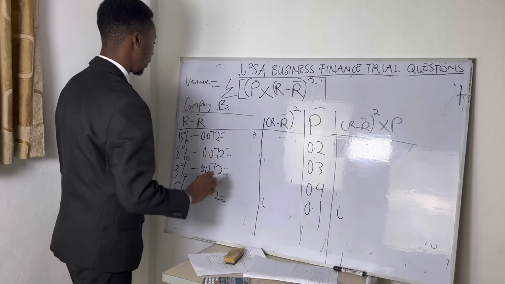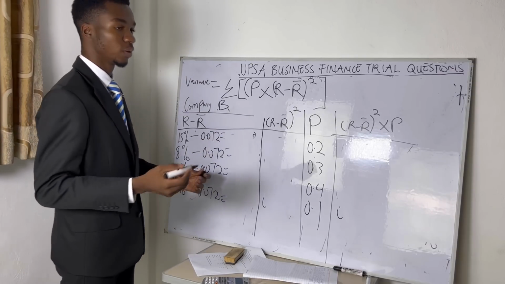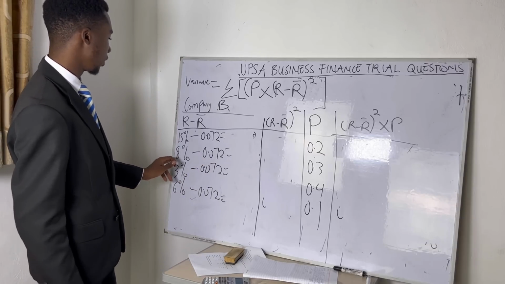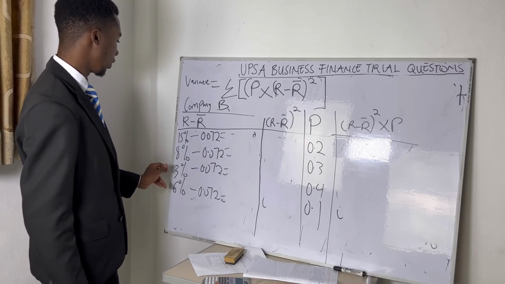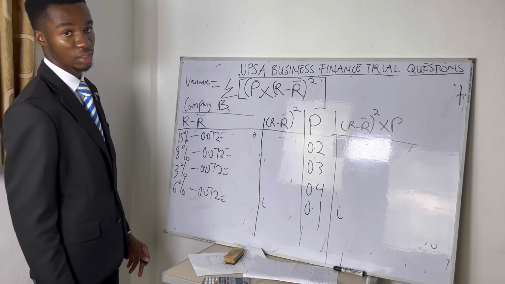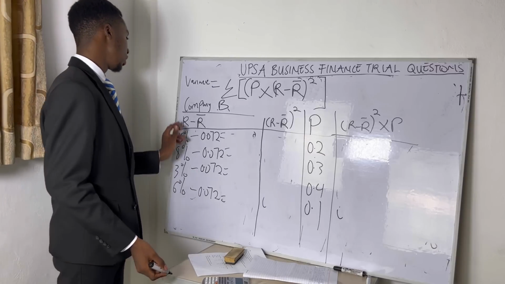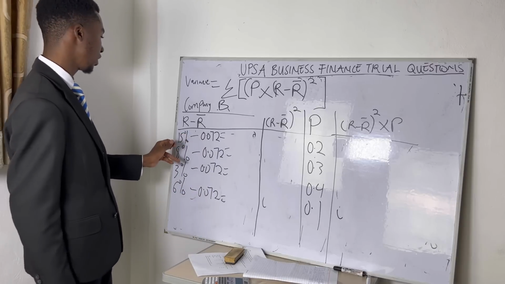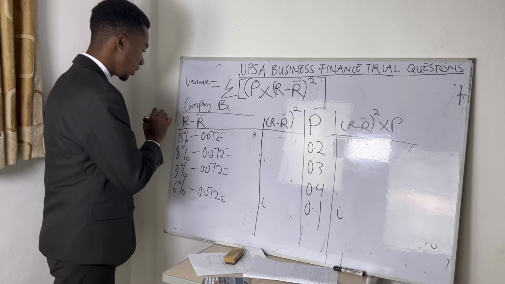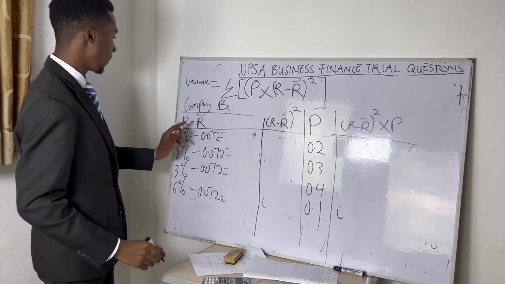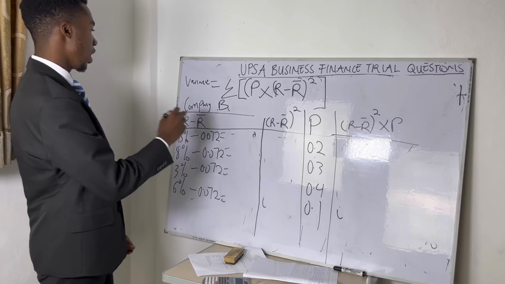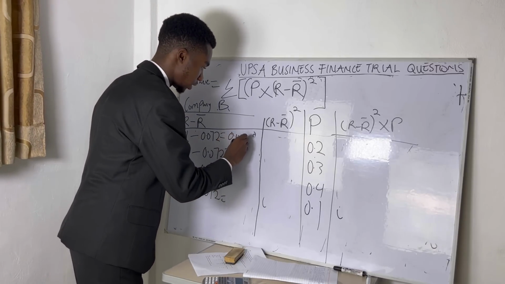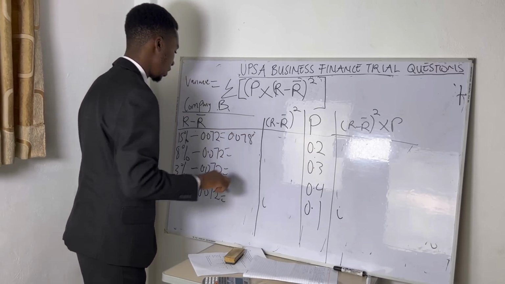So when you punch all of this, the 15% is going to be 0.15, the 8% is 0.08, the 3% is 0.03, and the 6% is 0.06. You just punch it on the calculator. You don't do 15 minus, because when you do 15, it's wrong since there's a percentage attached to it. So you do 0.15 minus 0.072, and you should be getting 0.078.